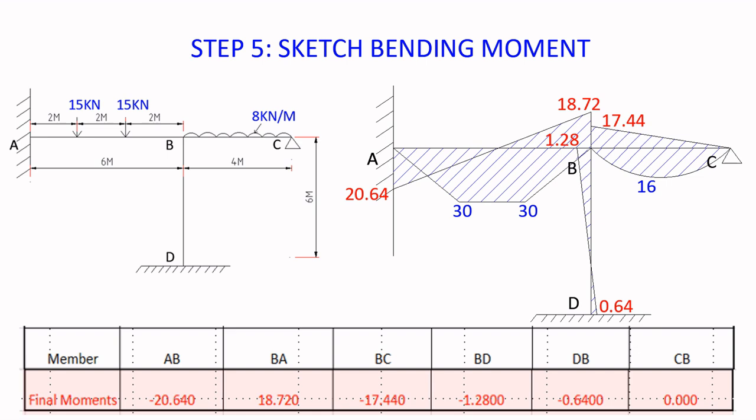For BC, it will be 17.44. For BD it is negative 1.28, and DB is 0.64. The sagging moment for BC is a parabola, because we have a UDL, and it is 16.